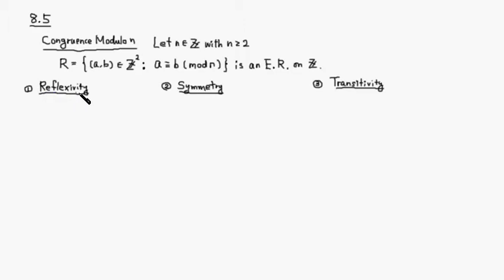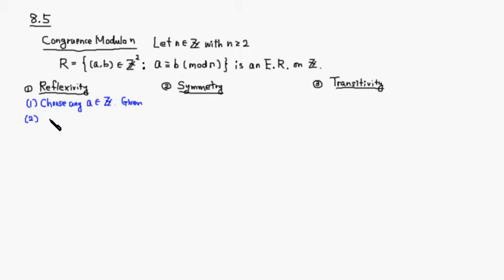So let's look at reflexivity. First, we have to show that for all integers, a is related to itself. So I'll just choose any a in the set of integers. This is just given. Justification is given. Line 2: then we want to show that a is congruent to itself.